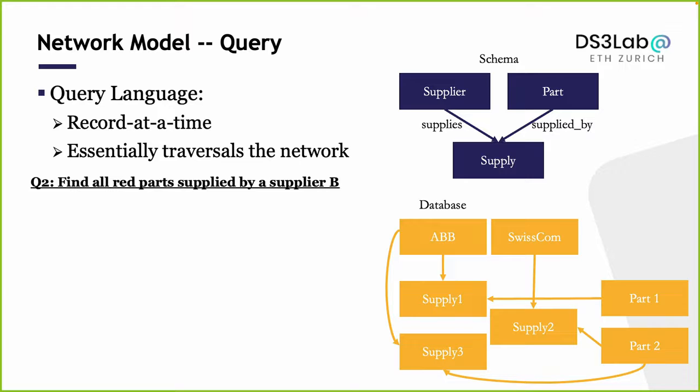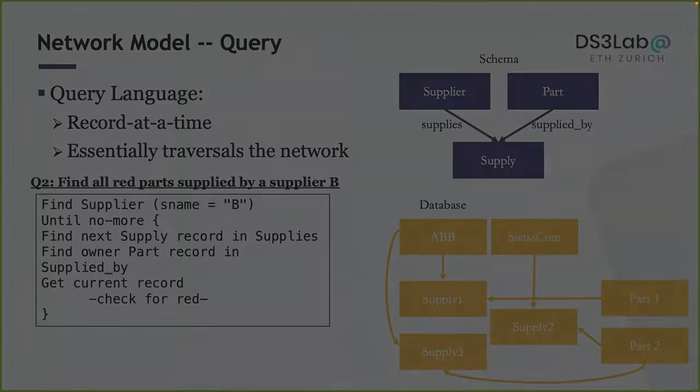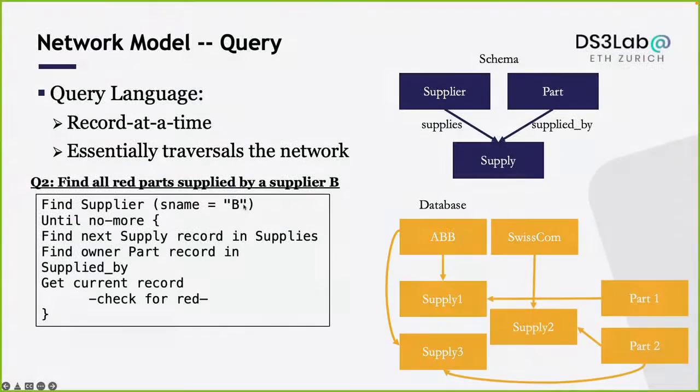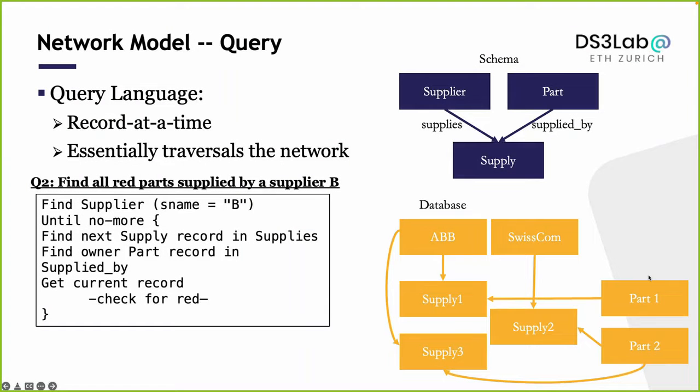So in this case, how can I do this query: give me all the parts supplied by supplier B, right? So you do something like this. In the first line, you say, give me one supplier, which identifies one node in the network, right? And then you say, find me the next supplier record in supplies. You kind of go this way, and then you try to go this way to find the part, right? So you have this query language to tell the system how you are going to move your cursor around this network. Whenever some record satisfies your condition, you return it, right?